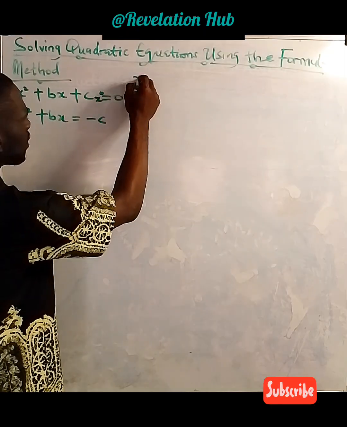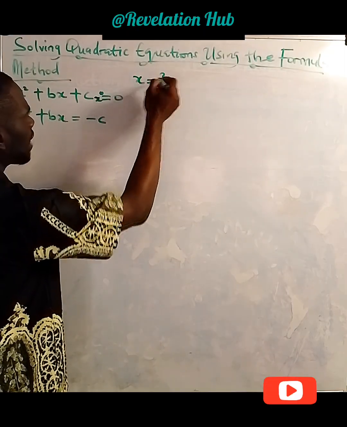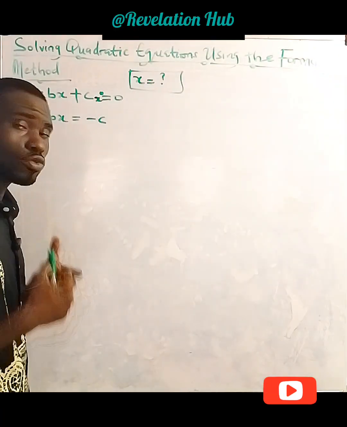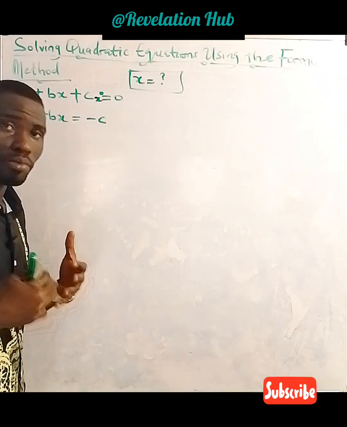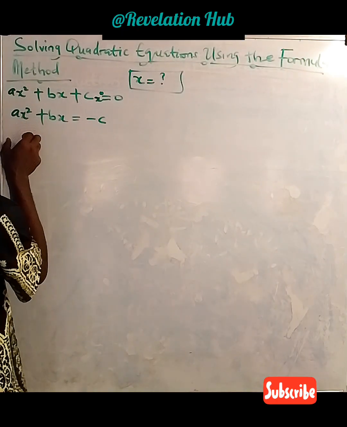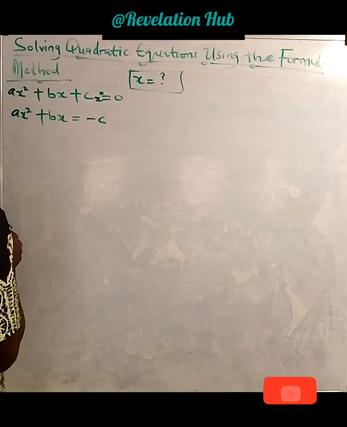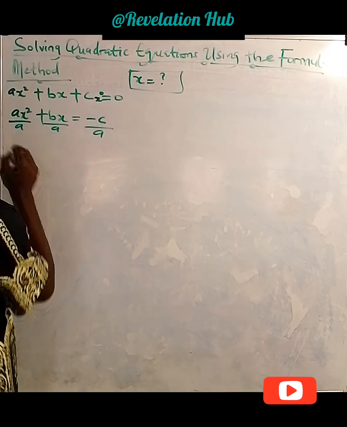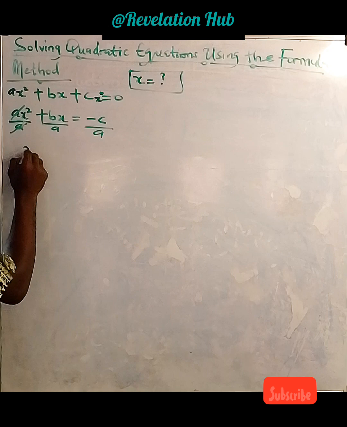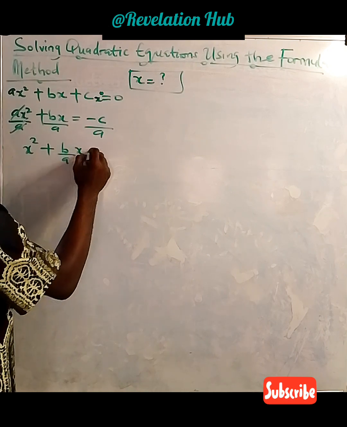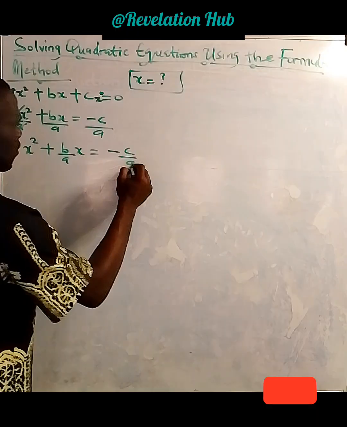Don't forget, we're trying to get the values of x. But while trying to get the values of x, we are going to end up deriving a formula that we know as the formula method. So what do we do next? The next thing we're going to do is use the coefficient of the unknown with the highest power to divide all through. We have a here, dividing all through, a here, a here. So what do we have? a takes out a. We have x squared plus b over a x equals minus c over a.